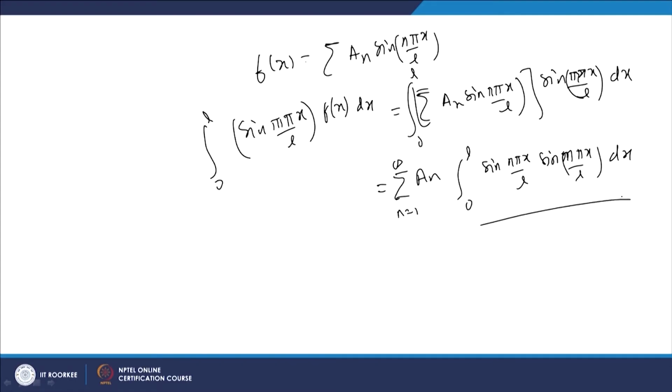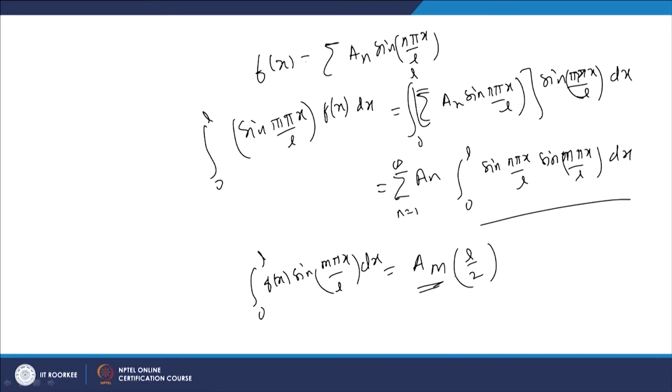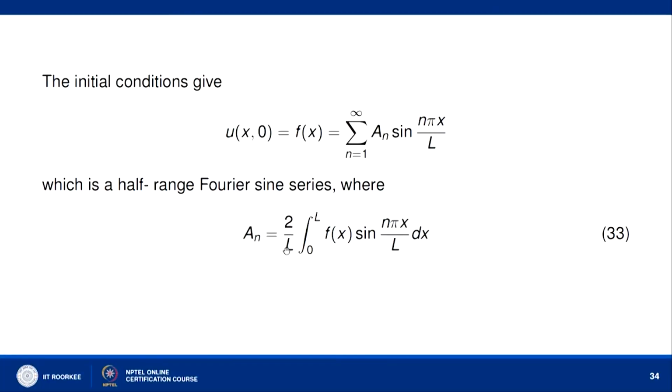So, using the orthogonality, if m is not equal to n, then this value is equal to 0, and when n is equal to m, then this value comes out to be L by 2. So, we can write a m L by 2 is equal to integral 0 to L f of x sin of m pi x by L dx. In this case we can find the coefficient a m as 2 by L integral 0 to L f x sin m pi x by L. So, that is what we have written here, a n equal to 2 by L integral 0 to L f x sin n pi x by L dx.